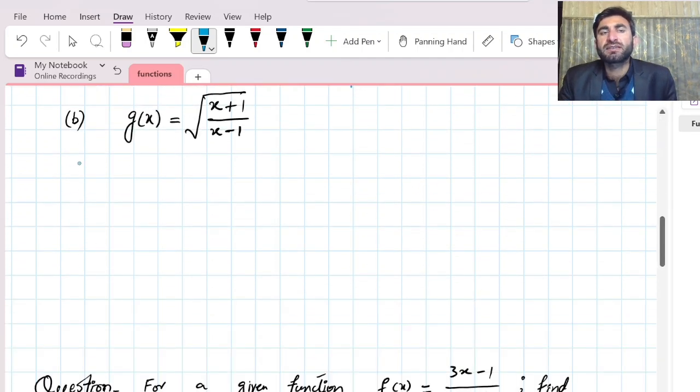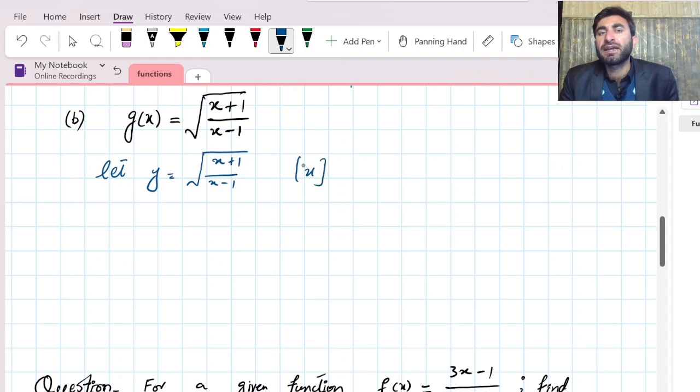Now let's discuss the second part of the same question. The question is given as g of x equals the square root of (x plus 1) divided by (x minus 1). So first we take it equal to a new variable: y equals the square root of (x plus 1) divided by (x minus 1). Now we need to make x the subject of this formula, and we can see that x is in the square root. So first we have to remove the square root and we will take the square on both sides.